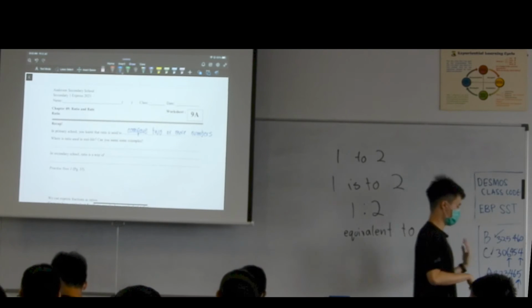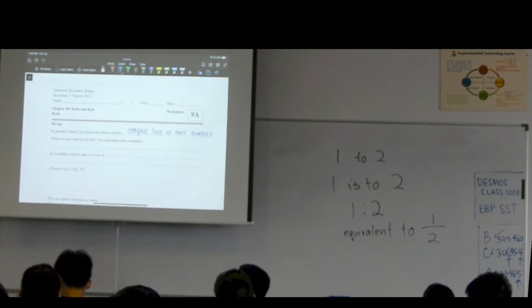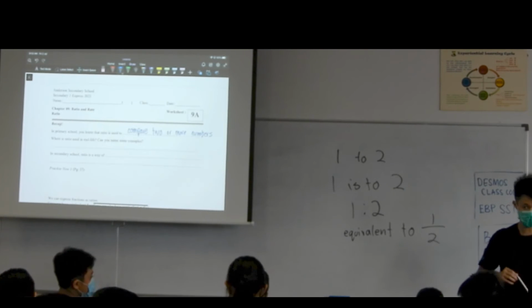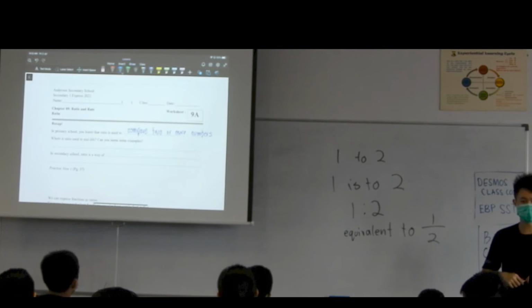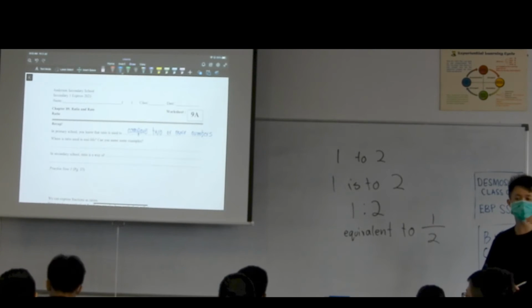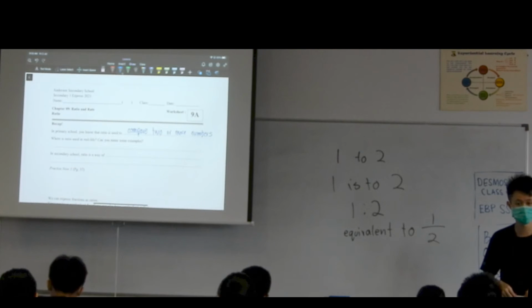Now, I will actually write down the examples for y'all. Y'all can think about it. But is ratio just restricted to comparison of numbers? Because in primary school, you've learned that we compare two or more numbers, but can I only compare numbers? Can I compare other things?